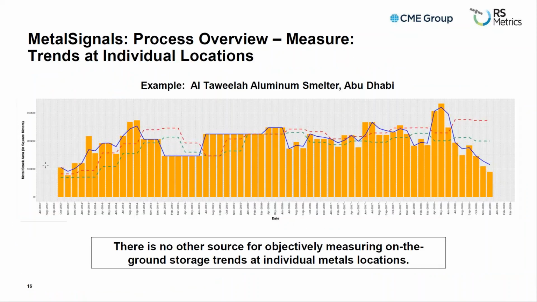Just a couple of screenshots from our app. What you see here is using MetalSignals to measure trends at an individual location. So this is the Altamira aluminum smelter in Abu Dhabi. And what you're seeing is since 2014, measurements on the ground at that smelter of what is actually sitting there. So even if this is all MetalSignals did, at this point, this is still shocking to a lot of people who are fundamental analysts and very familiar with the metals industry. You never would get anything like this before.